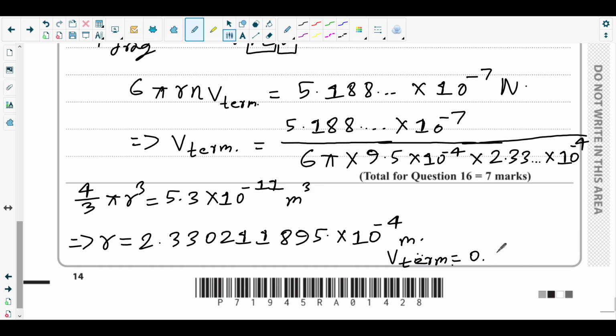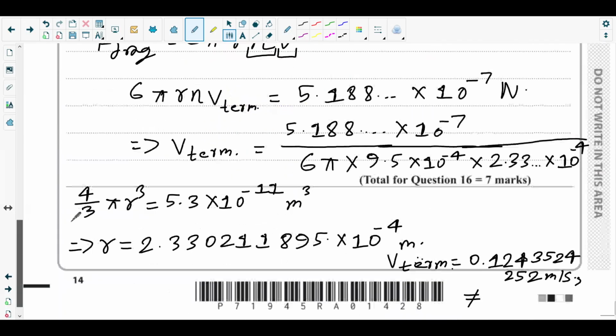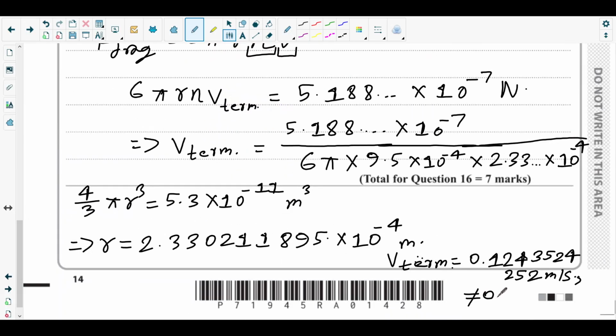0.124 3524 252 meter per second, which is not equal to the given one. The given one is 0.035 meter per second.